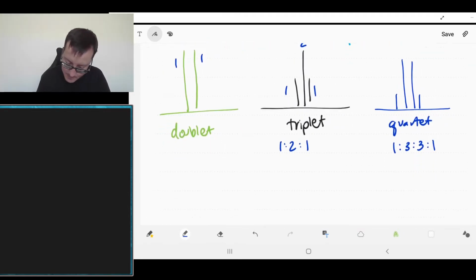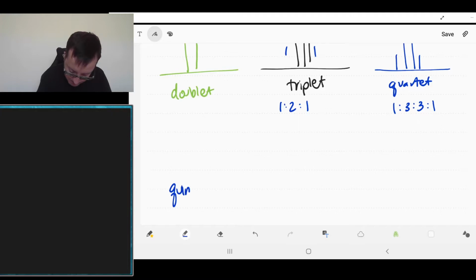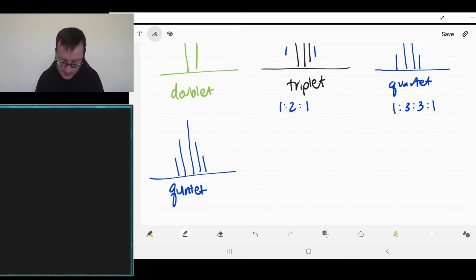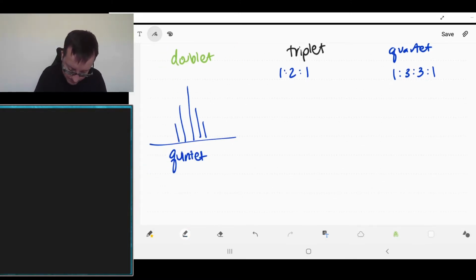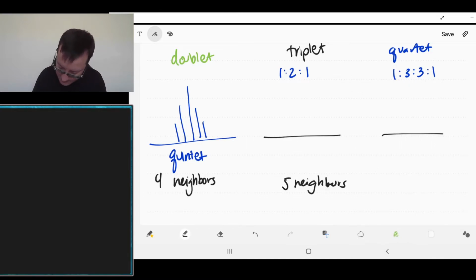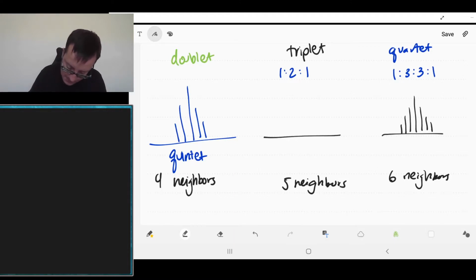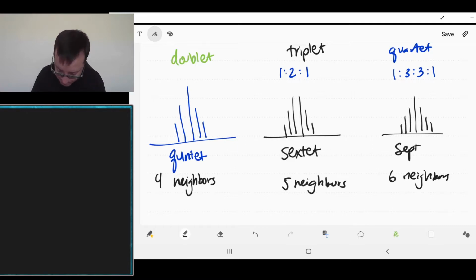But that's the idea. A quintet has one big one. Looks like that. That means you have 4 neighbors. And then 6. And then the 5. This is a sextet and a septet. These tell you how many neighbors you have.